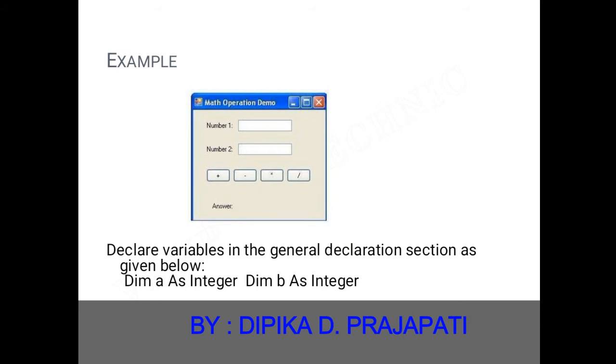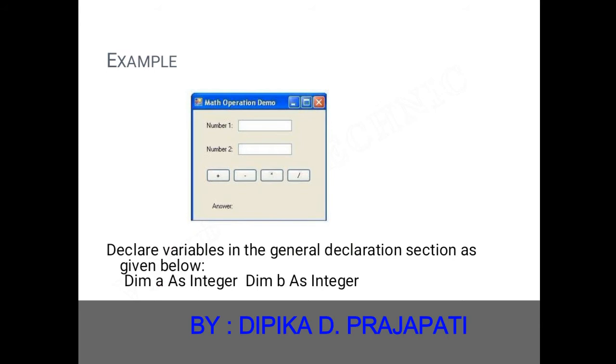First of all, you have to declare two variables. As we know, to declare a variable in VB.NET we use the Dim keyword, then you give a variable name and declare a data type. So here we are going to declare two variables.